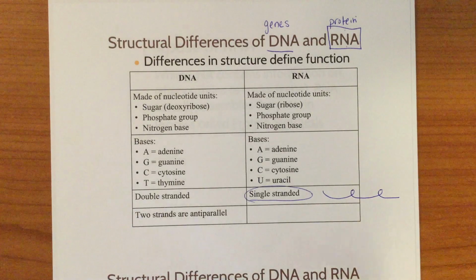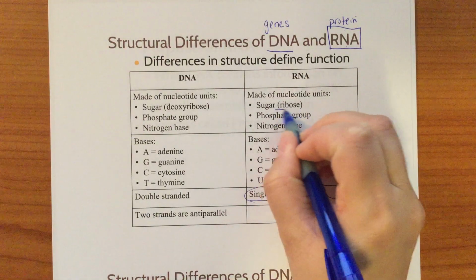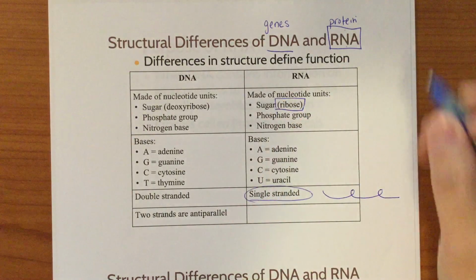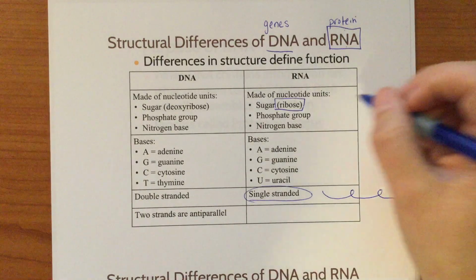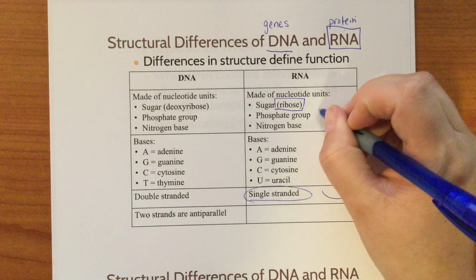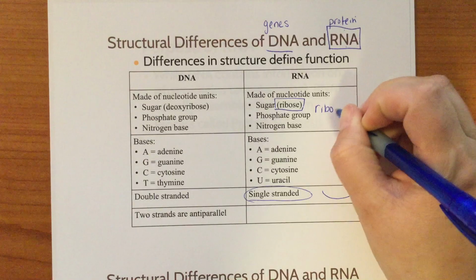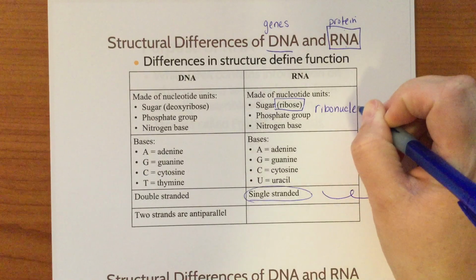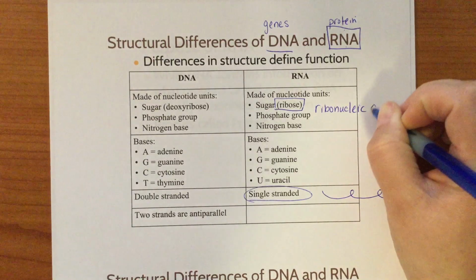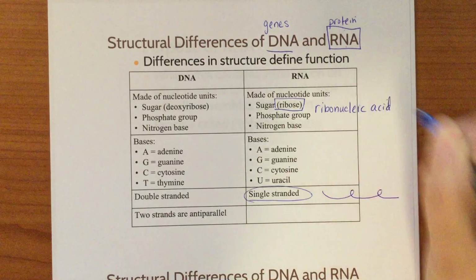It depends on the length, just kind of depends on the size of the gene that you're working with. There's going to be some other structural changes. One of them is the sugar. The sugar is replaced with something called ribose. So actually, RNA stands for ribonucleic acid. Nucleic acid. There you are.